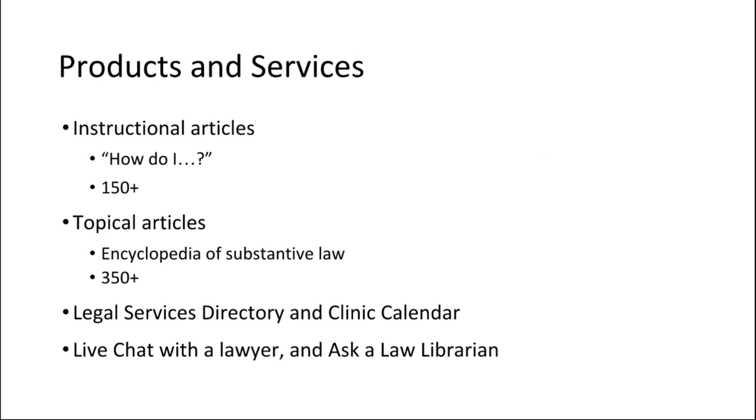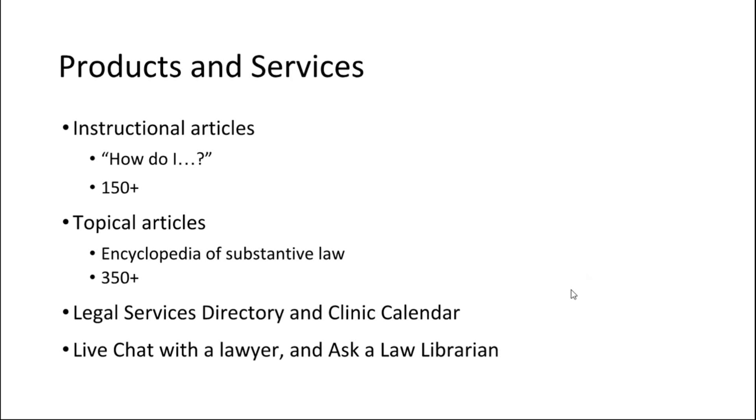So what are some of the things that we provide? We provide instructional articles, topical articles, and a couple of other services. So in terms of instructional articles, they're procedural type articles that describe how to do something. So if someone needs to file a motion or file a case or file an appeal, we have instructional articles on how to do that. We have about 350 articles on substantive law that are sort of encyclopedia type articles. Some are as short as 500 words, some are as long as a few thousand words. We're in the process of taking those few articles that are in the thousands and breaking them down into much more manageable chunks.